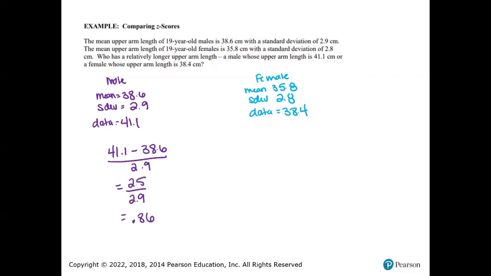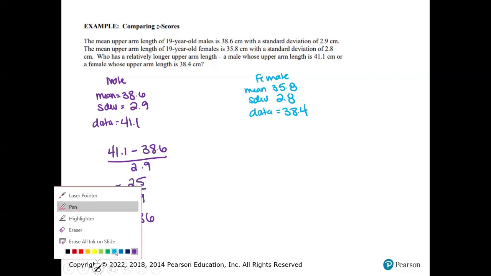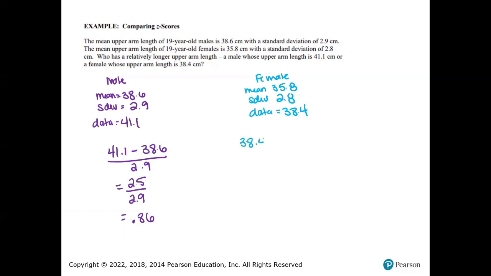We're going to repeat this with the female data. Theirs was 38.4 minus their mean of 35.8 divided by their standard deviation, 2.8. So again, I'm going to take 38.4 minus 35.8. The entire top has to be calculated first. And then I take that result divided by my standard deviation. And this one gives me 0.928, so it's going to round to 0.93.